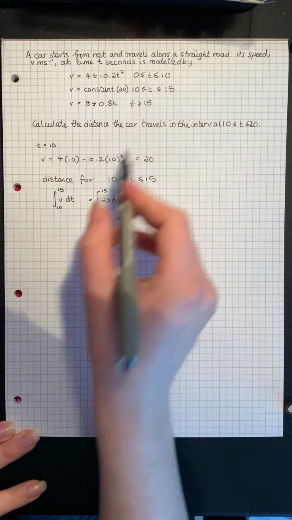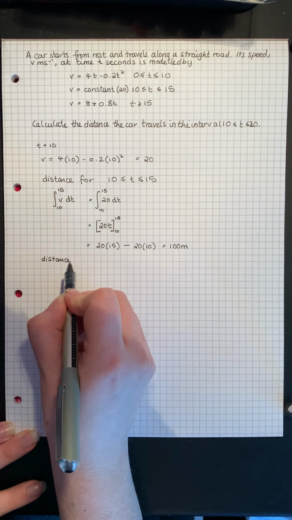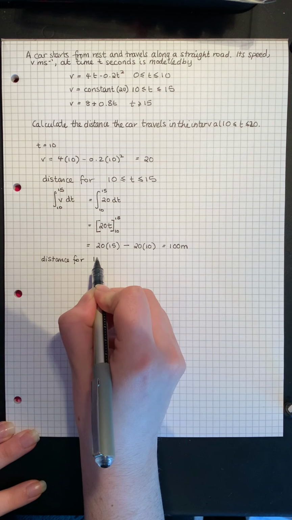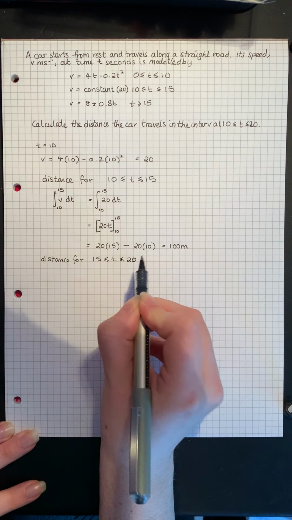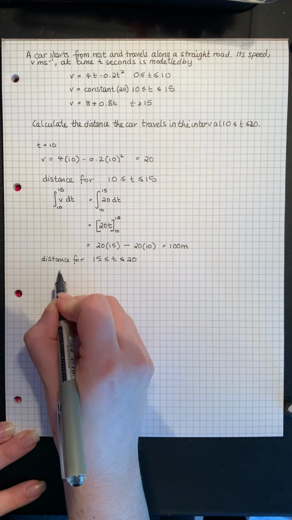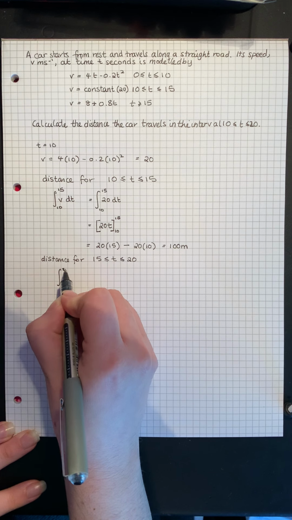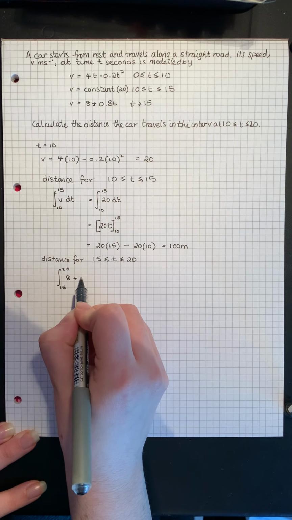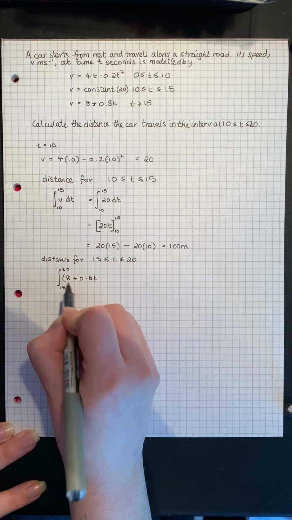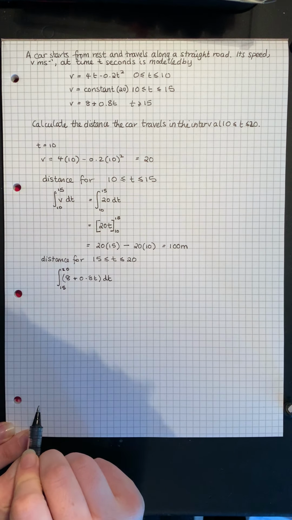Now we need to do the second section. So the distance between 15 and 20. And that's going to be the integral, again with our limits, between 15 and 20 of this function, 8 plus 0.8t, dt with respect to t.